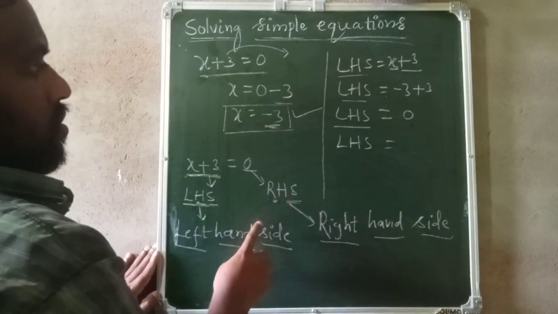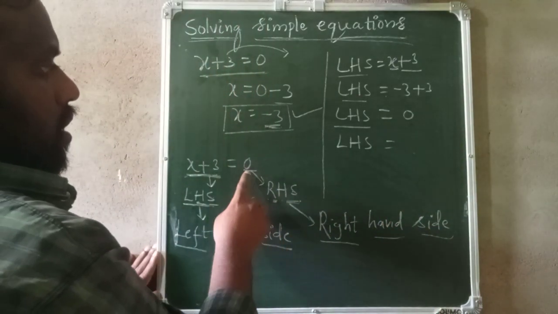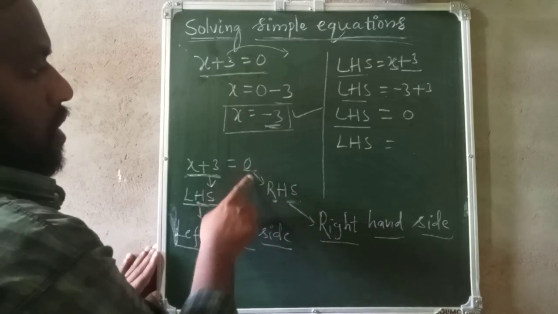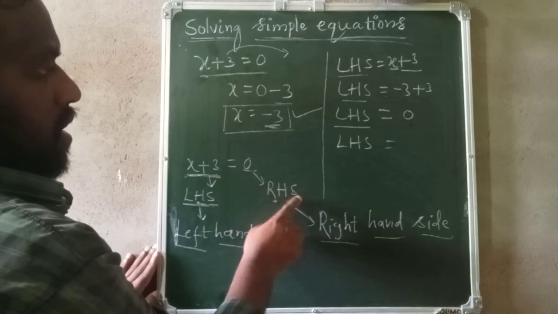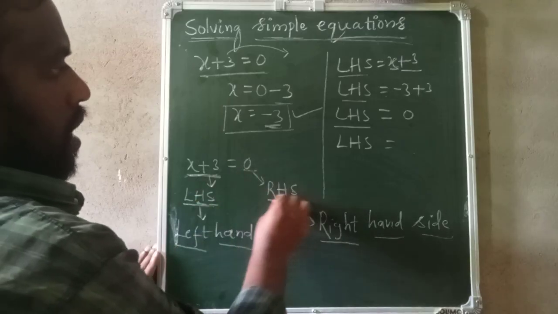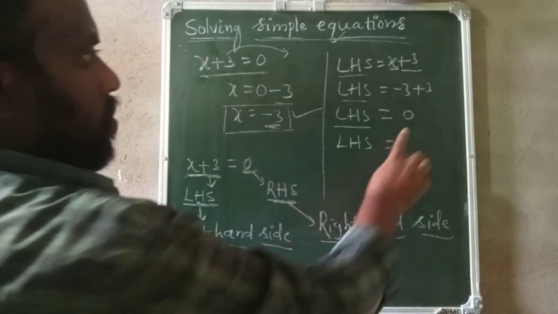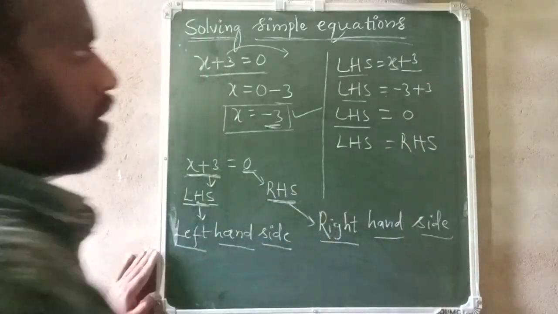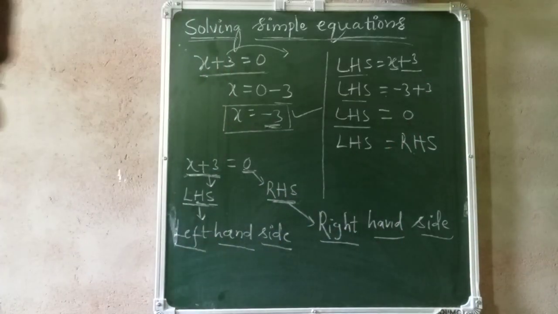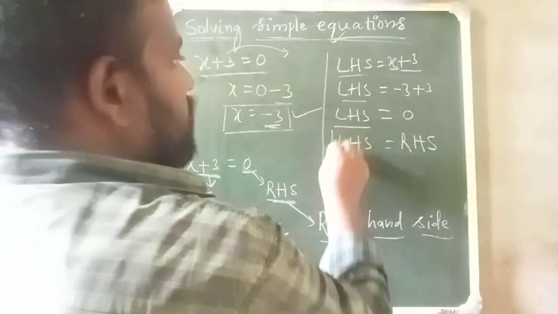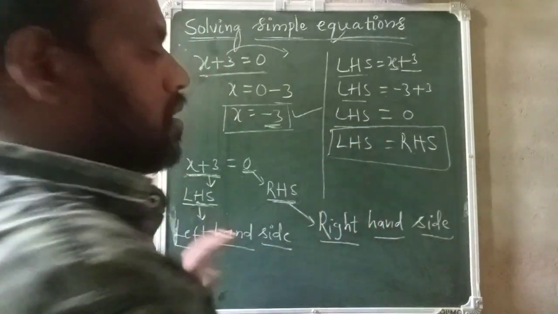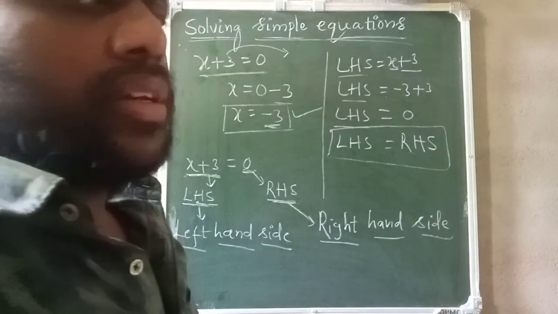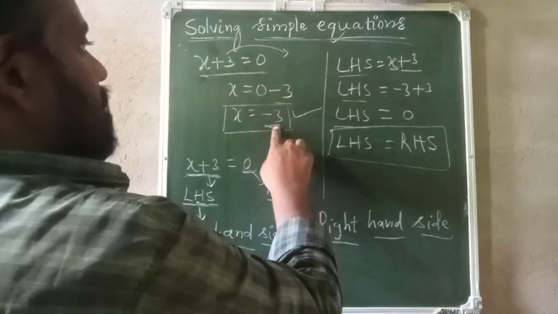Is what? So RHS. The right hand side expression. So the expression on right hand side is 0. So RHS is 0, right? So I will write in place of 0, I will write RHS. Okay. So now remember this is very important. See, when LHS is equal to RHS, that means this answer is correct.